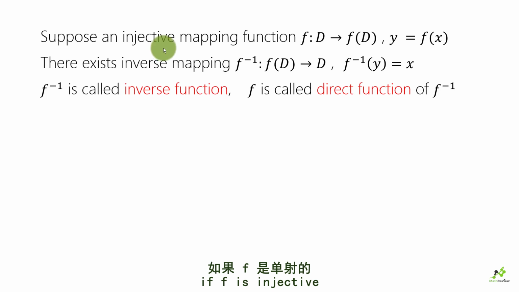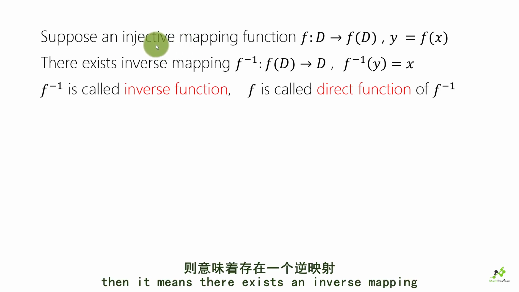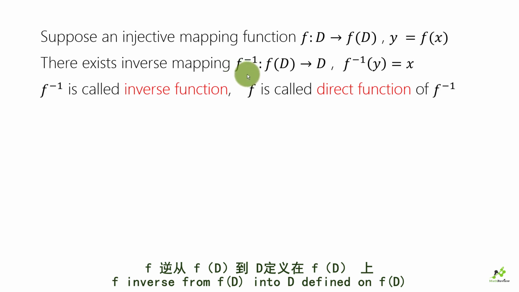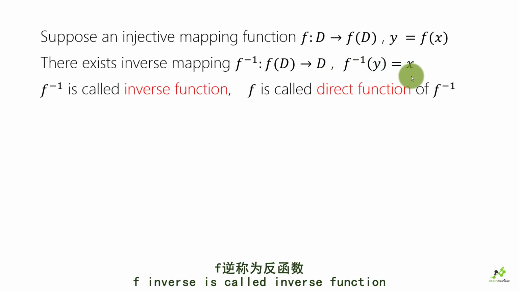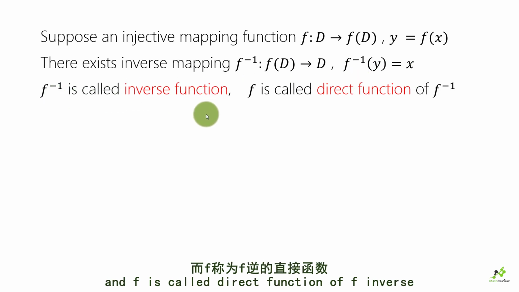If f is injective, then it means there exists an inverse mapping, f inverse, from f of D into D, defined on f of D, such that f inverse of y equals x. f inverse is called inverse function, and f is called direct function of f inverse.